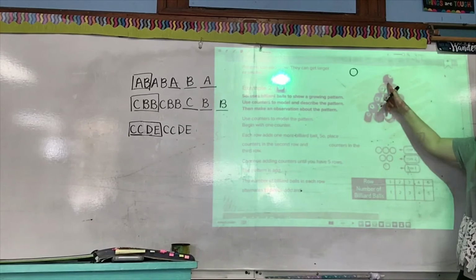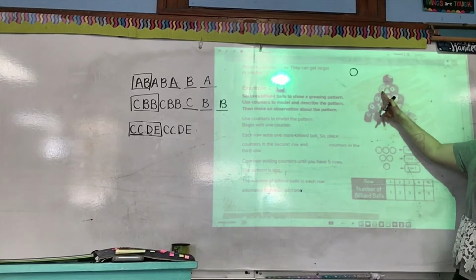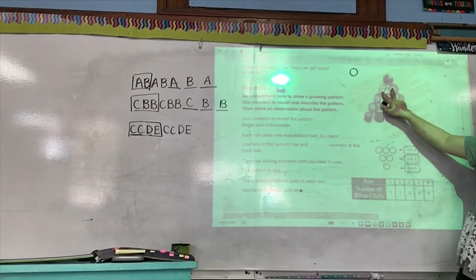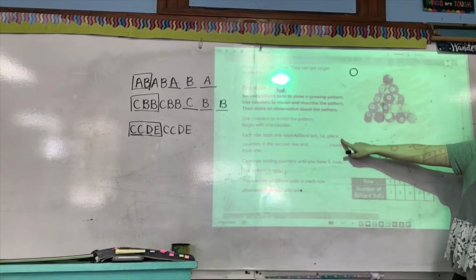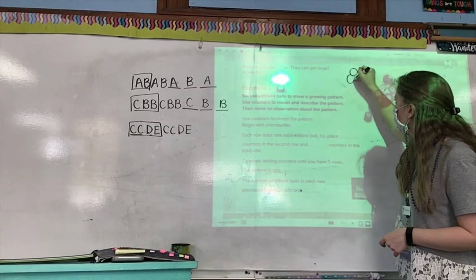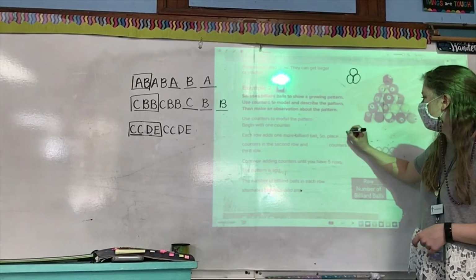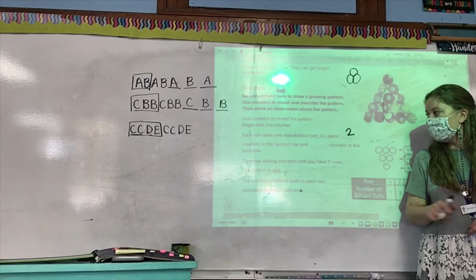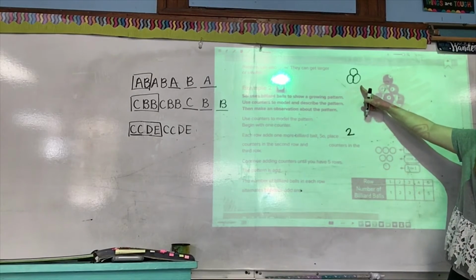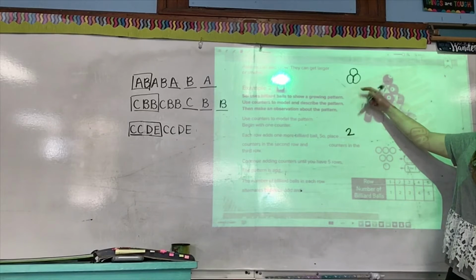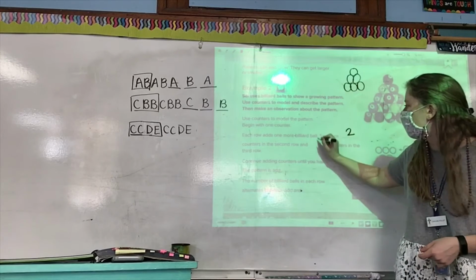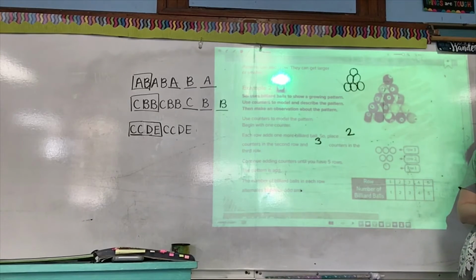We can see that each row adds 1 billiard ball or pool ball. So we start with 1, then we end up with 2. So in the second row, we're going to have 1, 2 billiard balls. And then in the third row, we're going to add 1 more. So we're going to end up with 1, 2, 3 counters.